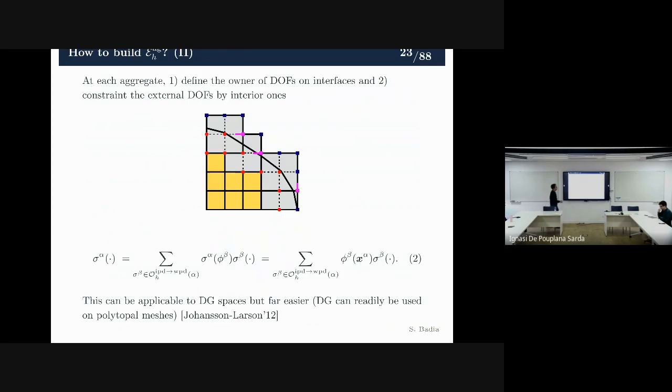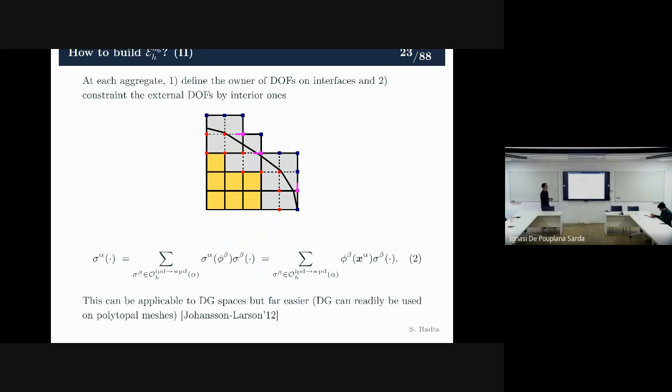When we have this, now on the interface between aggregates, we have degrees of freedom, and then we need to define the concept of ownership. It's arbitrary, to one of the sides. So every degree of freedom, for instance, this is for linear finite elements. You can do the same for high order finite elements. The ones that are on the interface, we need to give them the concept of an owner. And when we do this, now what we have to do is to constrain these degrees of freedom by the values in the interior cell.